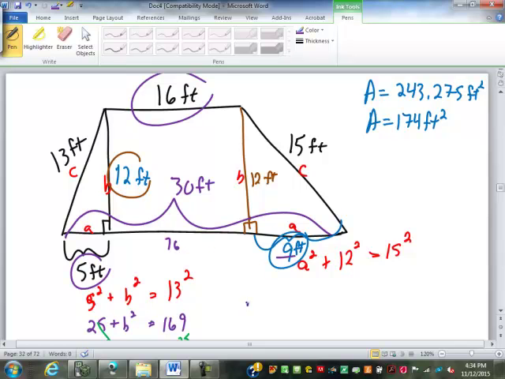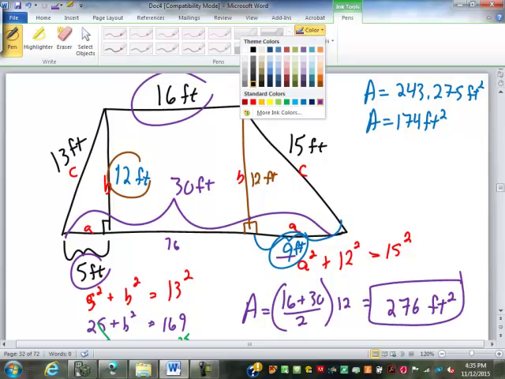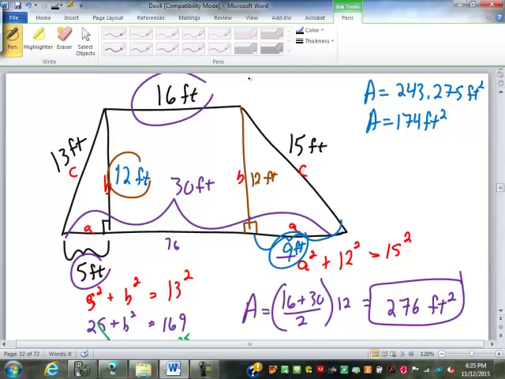So the area is 16 plus 30 over 2 times 12. So we get 46 divided by 2 is 23 times 12 is what? 276 square feet. Yep, unfortunately. But they're both good efforts. Really good efforts. Does that make sense?